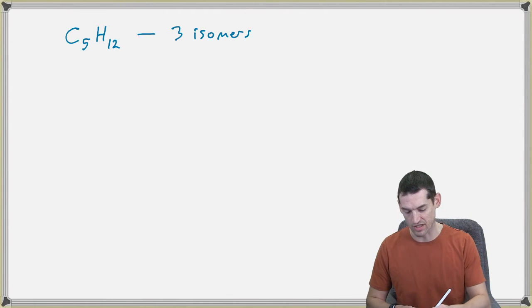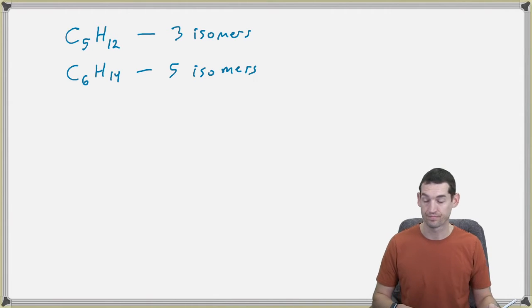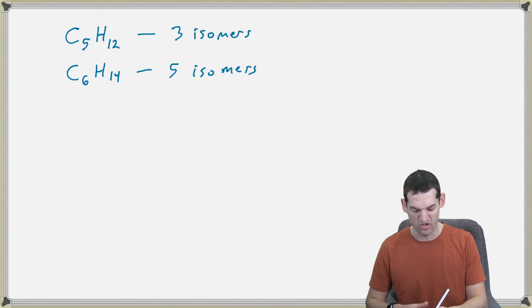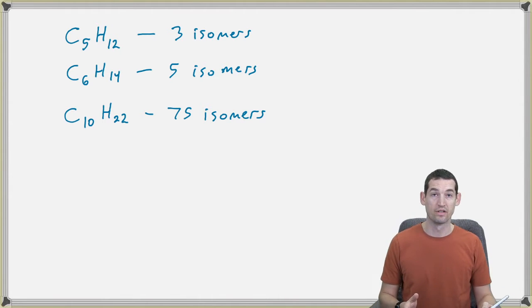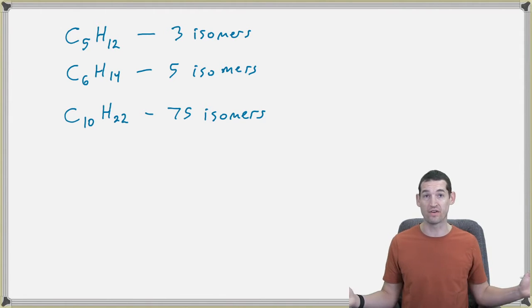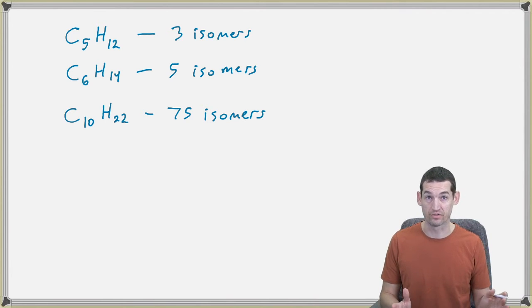The bigger we get, the higher that number is going to get. So if I take C6H14, now I have 5 potential isomers. If we jump a little bit to C10H22, that number goes up to 75 isomers. So saying C10H22 is pretty useless because that just means it's one of 75 different molecules that each are different from each other.